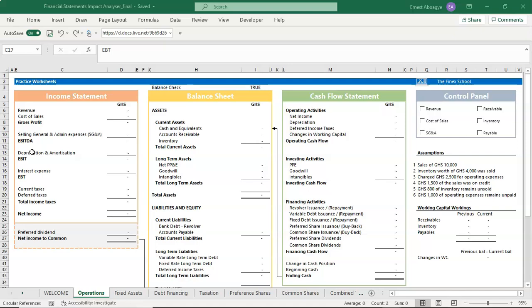Now you further go down to our current taxes, and this is the tax charged on our operations. This is straightforward. So for instance, if we are paying 25% taxes on our earnings before tax, we would multiply our EBT by 25%, and that will become our current tax.